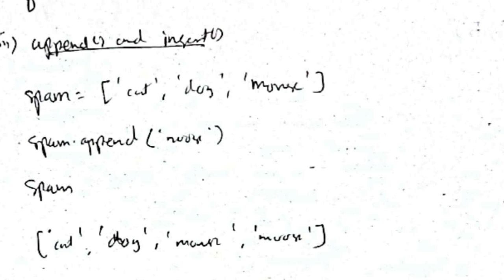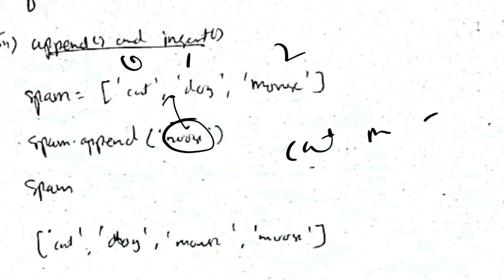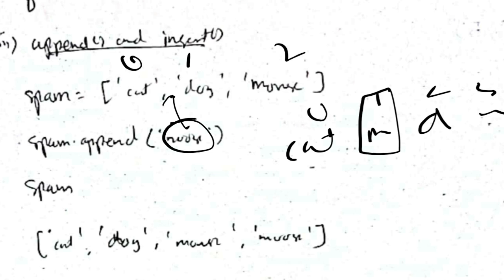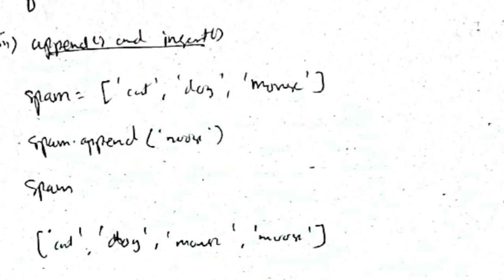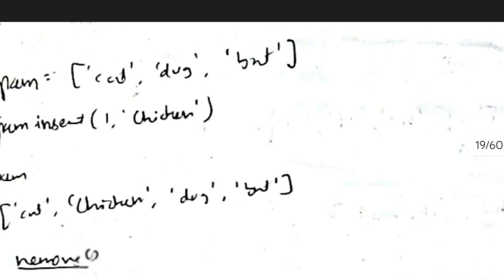And insert means you are inserting a new element at a particular position. Like I want to insert moose between cat and dog. The index values are 0, 1, 2. If I include moose at this position, my list will be cat, moose, dog and mouse, so the indexes will be 0, 1, 2, 3. So at the first position I want to insert moose. So what I will write is spam.insert(1, moose). So it will be spam.insert with the index value and the word I'm inserting, and it will come in that position. Okay, that is the difference between append and insert.